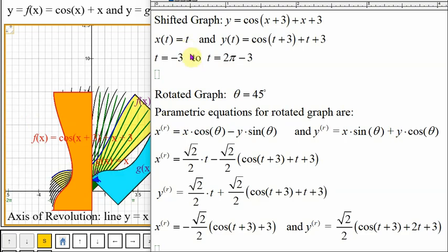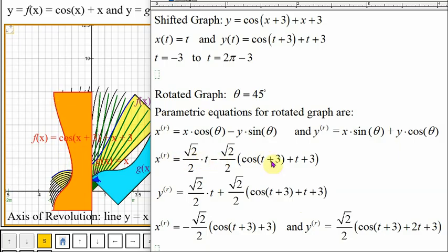And then x is just t, and then y is the cosine of t plus 3 plus t plus 3. And then the same thing for y rotated is going to be x, which is t. And then here we get square root of 2 over 2. And then the y is going to be cosine of t plus 3 plus t plus 3. And then cosine of theta is just square root of 2 over 2. And so this set of parametric equations is for this graph.